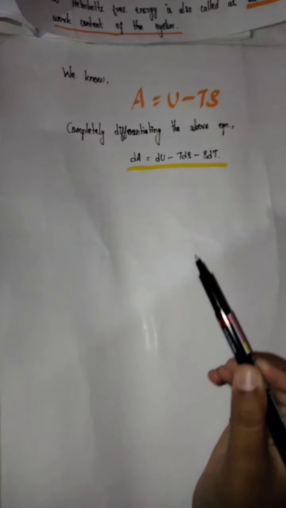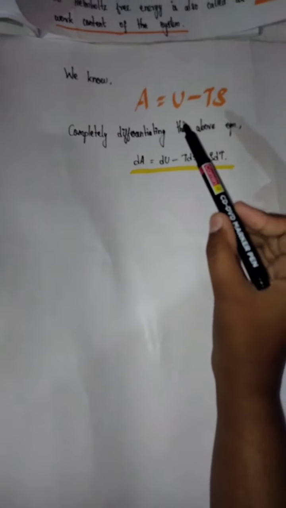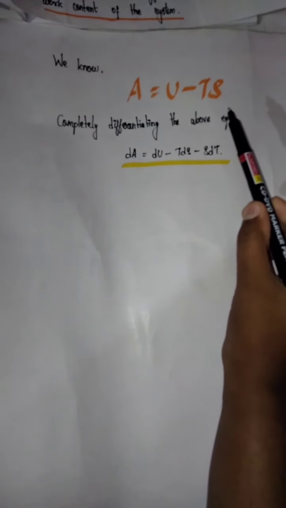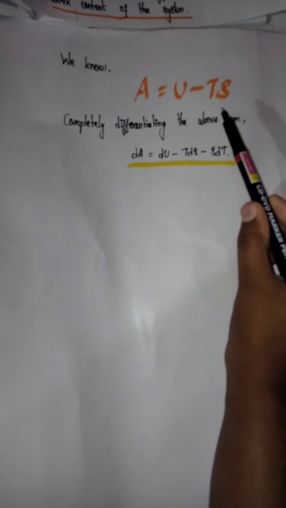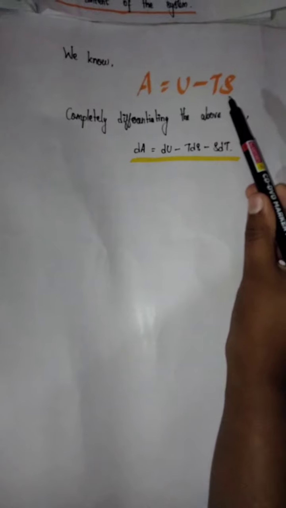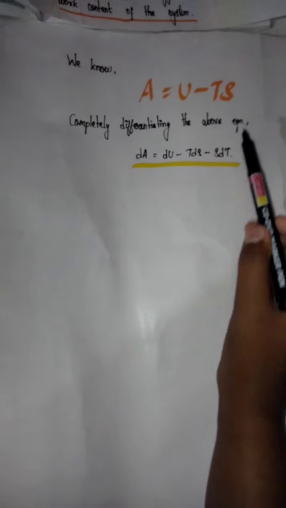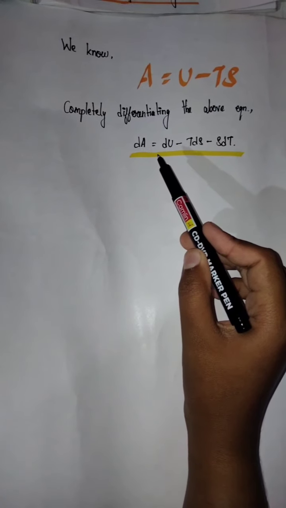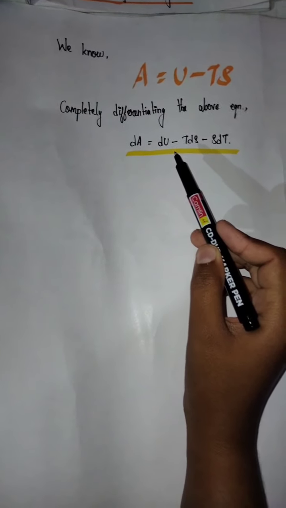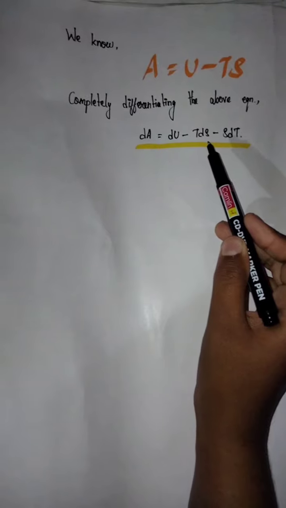We know that the Helmholtz free energy equation is A is equal to U minus TS. Now completely differentiating the above equation, that means the equation for Helmholtz free energy, we get dA is equal to dU, the differentiation of U, minus TdS minus S dT. Take this as equation number 4.